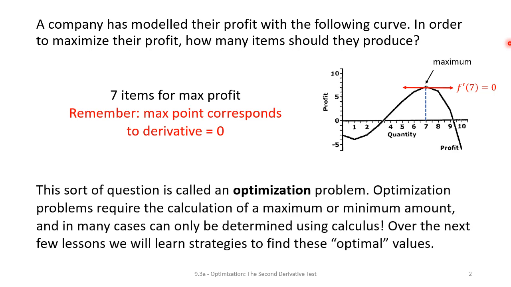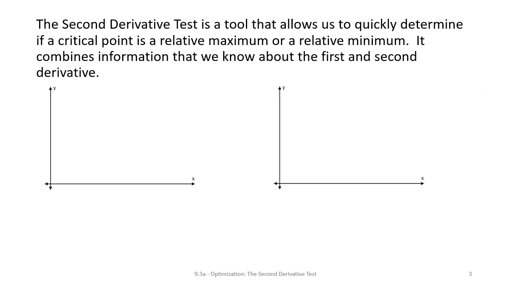This sort of question is called an optimization problem. Optimization problems require the calculation of a maximum or minimum amount, and in many cases can only be determined using calculus. Over the next few lessons, we will learn strategies to find these optimal values. So the second derivative test is a tool that allows us to quickly determine if a critical point is a relative maximum or a relative minimum. It combines information that we know about the first and second derivative.